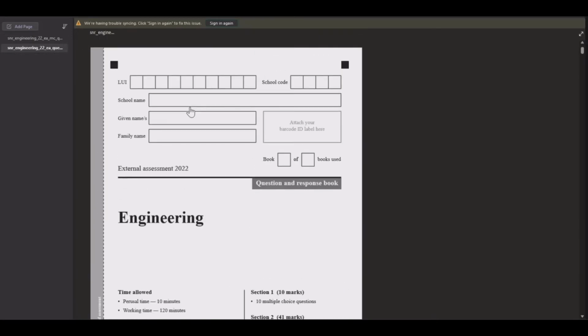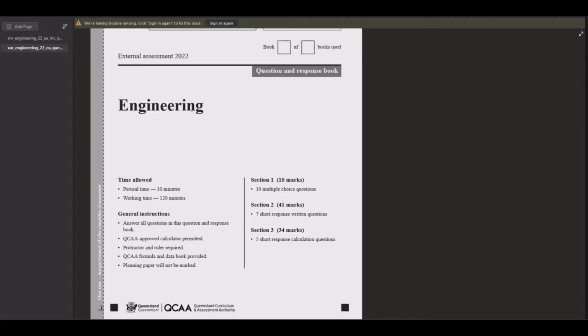So, start with the question response. Now you do have, instead of 6 short response calculation questions this time, you've got 5, but the marks have stayed exactly the same since 2022, since 2021.